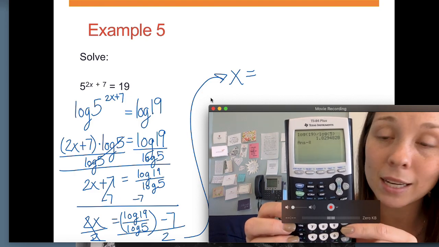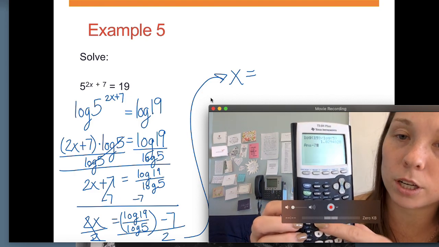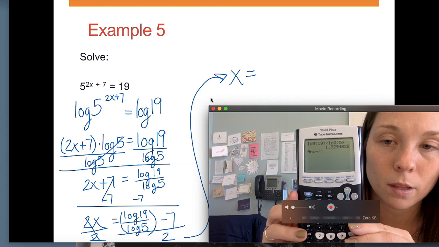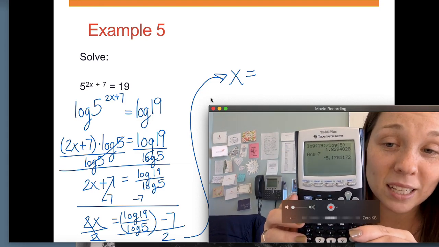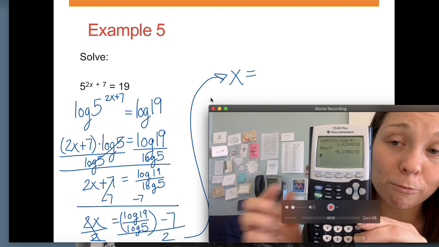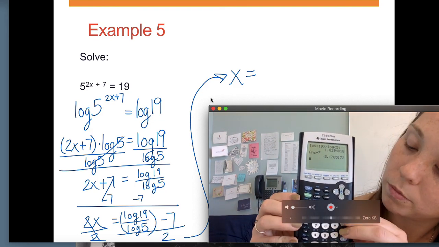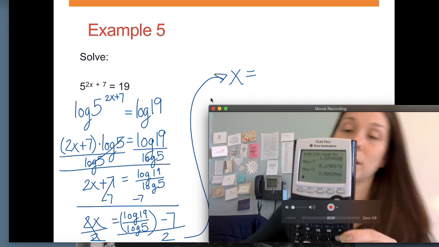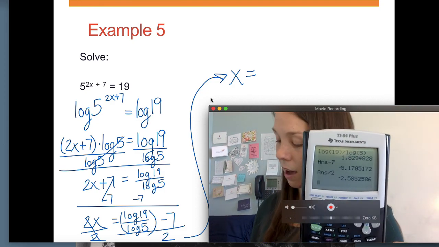So then I'm going to say minus 7, because what the calculator is going to do is take this previous answer and subtract 7 from it. Now I'm going to take that answer and do my last step for my work, which is divide by 2. And I get approximately negative 2.59.